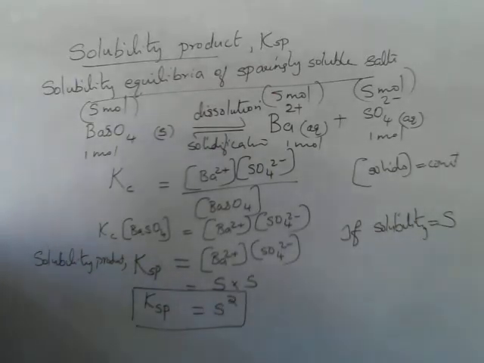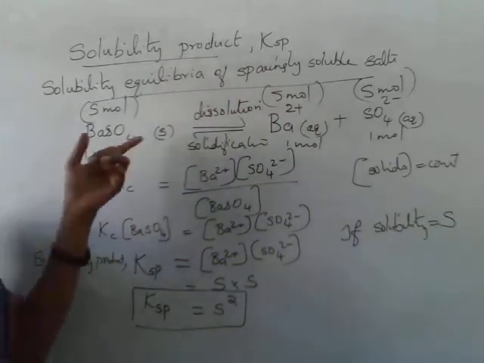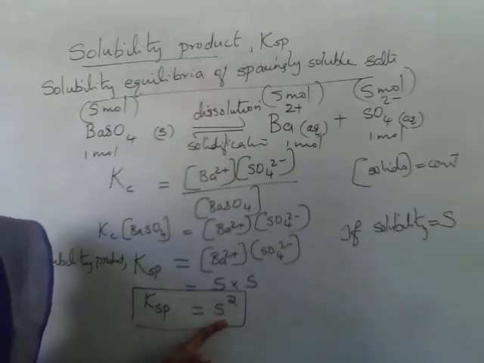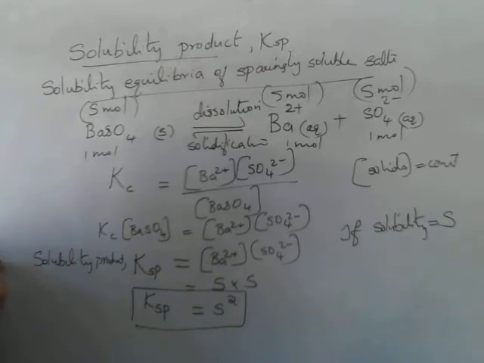This relation between solubility product and solubility will be different for different salts. It depends on the stoichiometry of the equilibrium. So for barium sulfate, if the KSP value is given, solubility can be calculated. If solubility is given, KSP can be calculated. This is the relation between the two for barium sulfate.